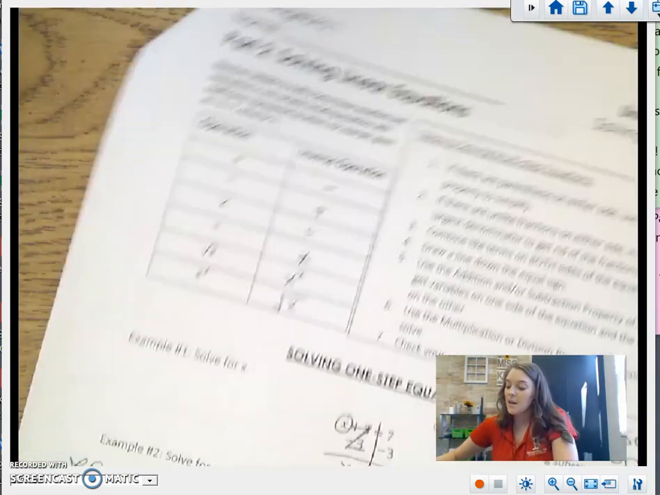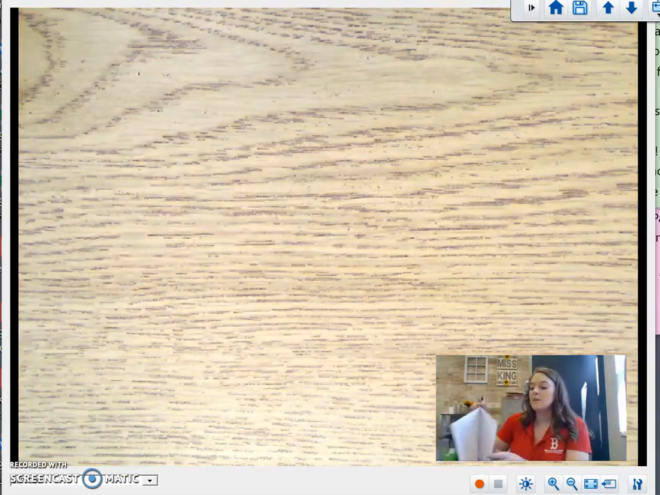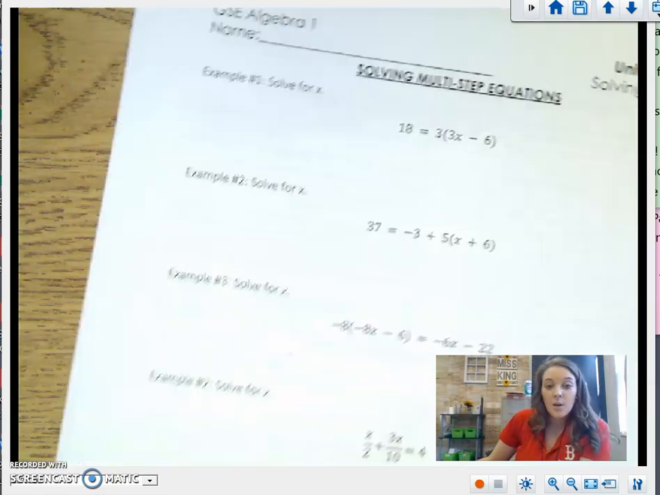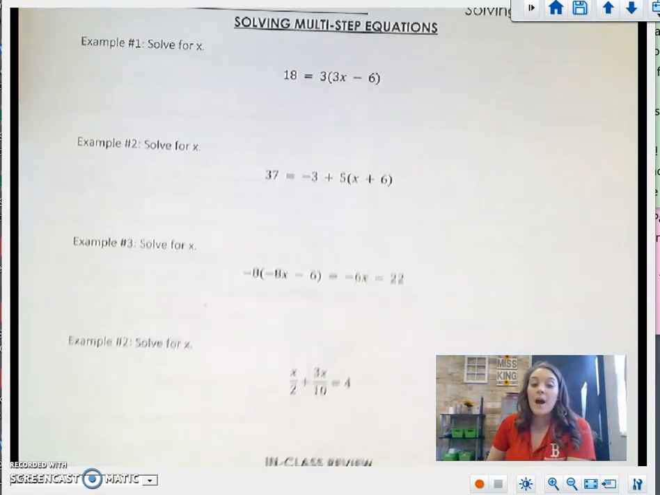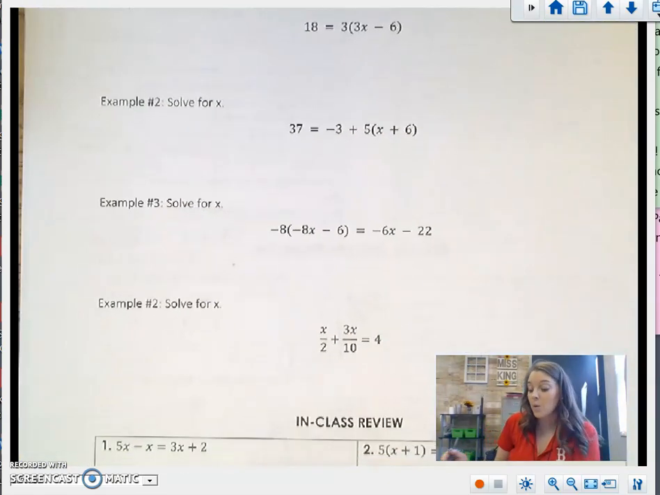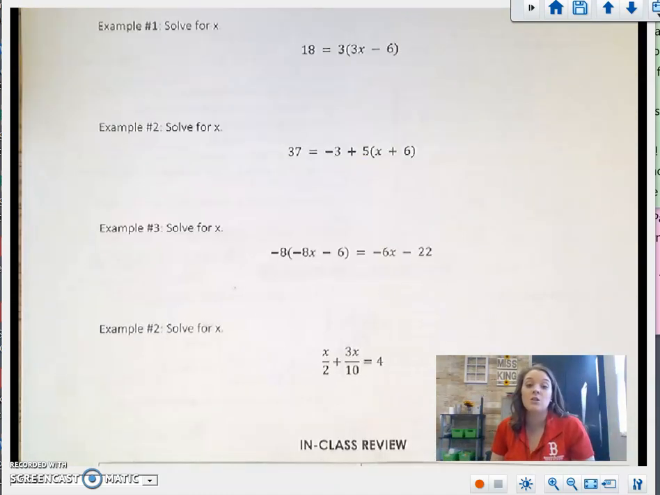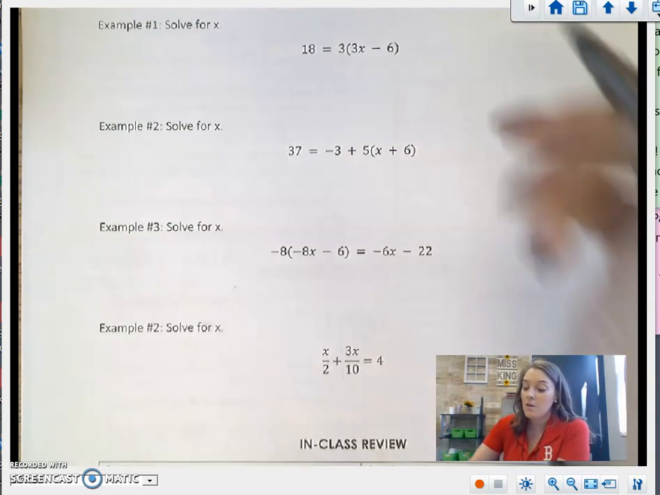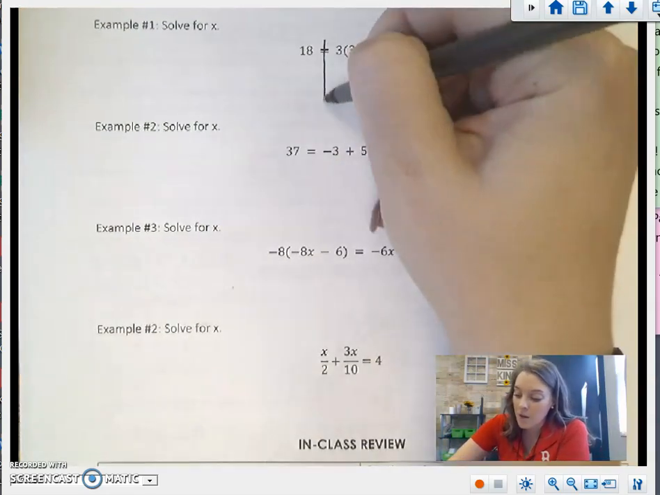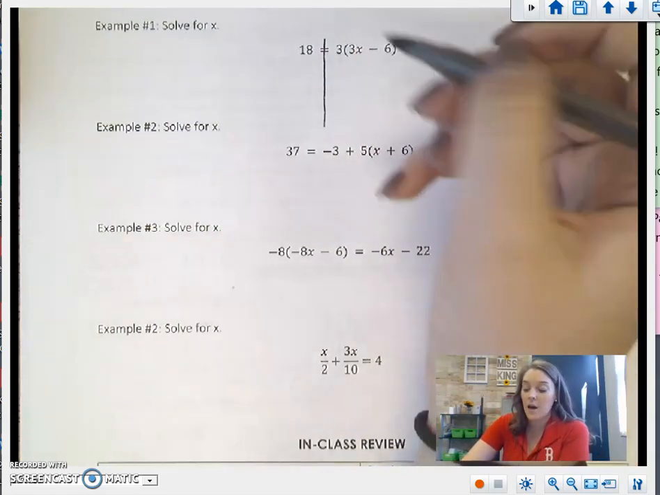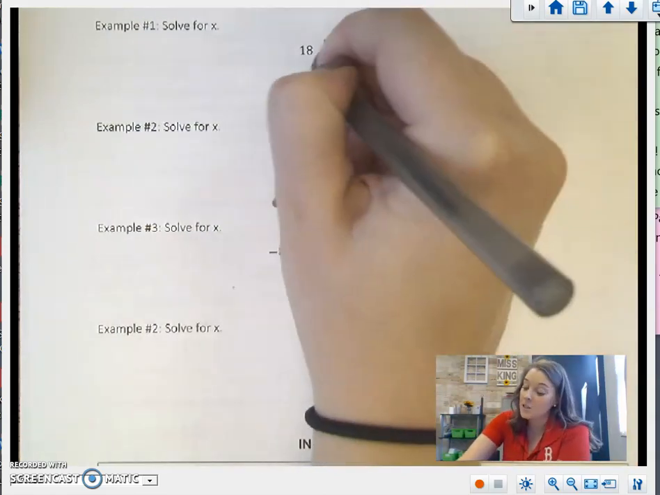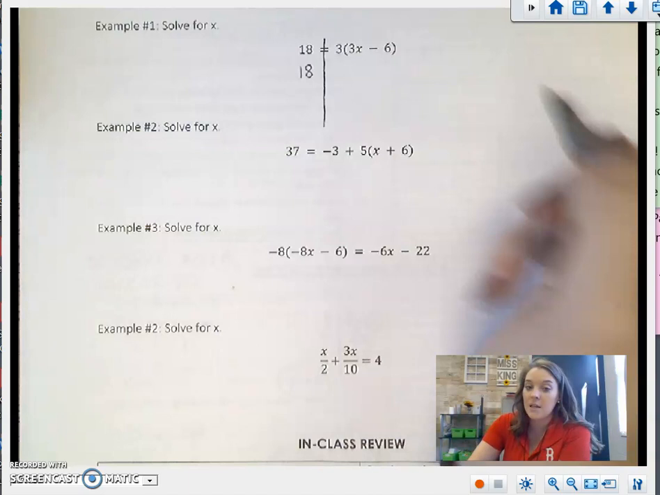On the back side of this page, we go over multi-step equations. So now we might have more than 2 steps. We could have 3, 4, 5, 6, it doesn't matter. Multi-step equations could have as many steps as it takes to get x by itself. So as always, I'm going to start by drawing a line down my equal sign. 18. I can't do anything to that side, so I'm going to keep it 18.